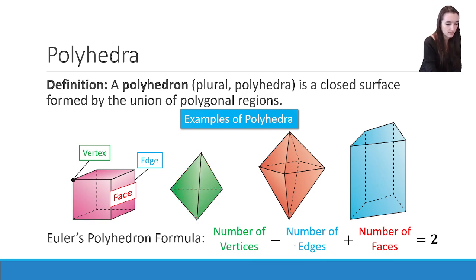I have, for my cube, the number of vertices is 1, 2, 3, 4, 5, 6, 7, 8. The number of edges is 1, 2, 3, 4, 5, 6, 7, 8, 9, 10, 11, 12. And the number of faces is 6. When I add all this together, 8 minus 12 is negative 4, plus 6 is in fact 2. Checks out. Try it with the other two. See that this will work.